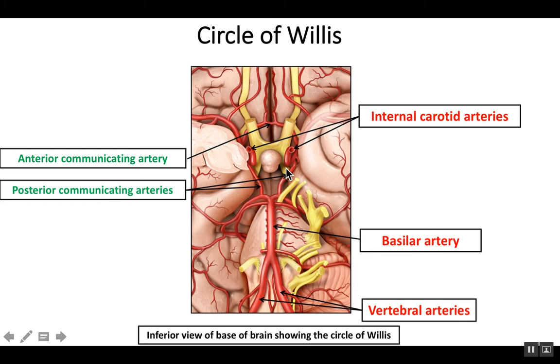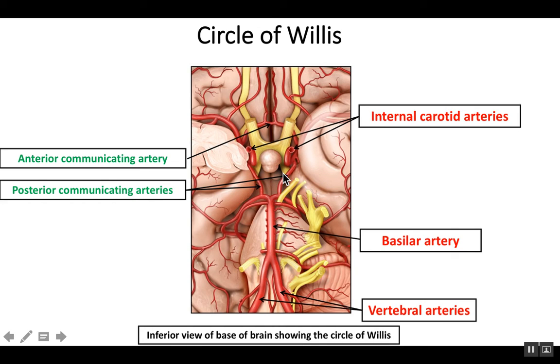So if there's maybe a blockage to the right internal carotid artery, and because of that blockage, you don't want to disrupt blood flow to the entire right side of the brain. So blood can still get into this circle from other routes.